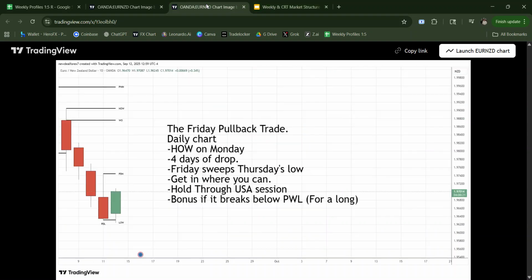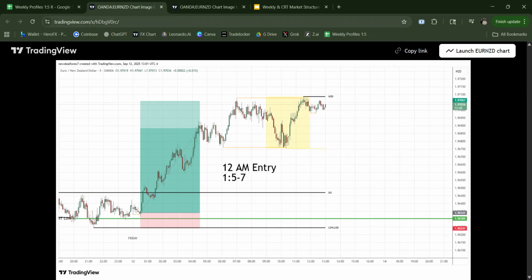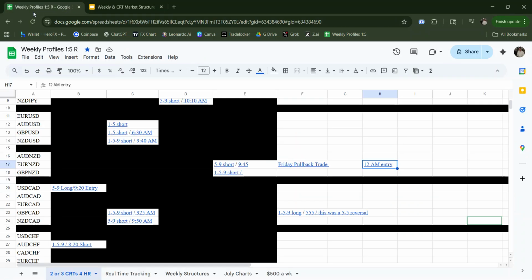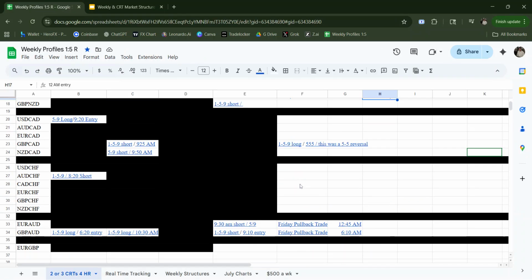Okay, so there's the big picture daily chart, then the entry right here on Friday. These trades don't happen every week, to be honest. But when you see this steady drop, look for Friday to possibly give a pullback. Let's see here. The Aussie and New Zealand pretty much did the same thing. I'll just show you this real quick. I'll show you the rest of them.